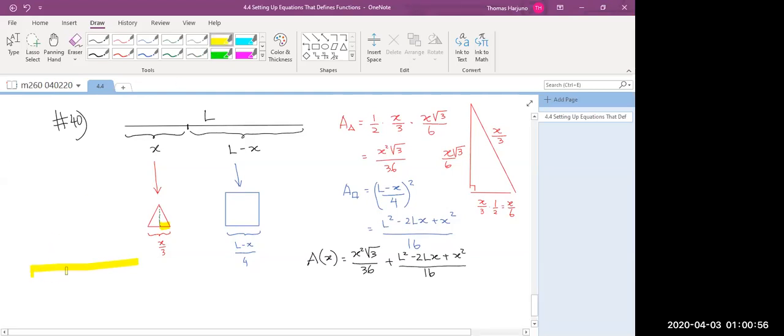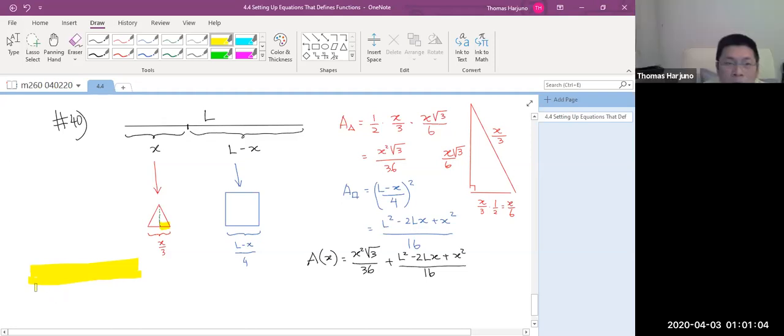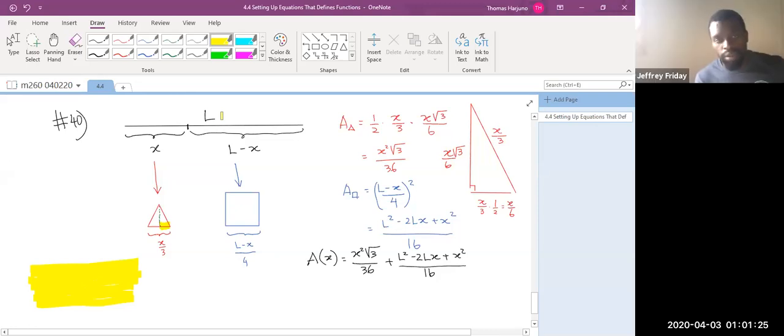Sorry, if you don't mind me asking, what does the part of L being a constant have to do with anything? Oh, it just gives us the idea that whatever the L later on, we can find the function for the total area of this equilateral triangle and the square. So you can change this L into any other number later on. Oh, okay.